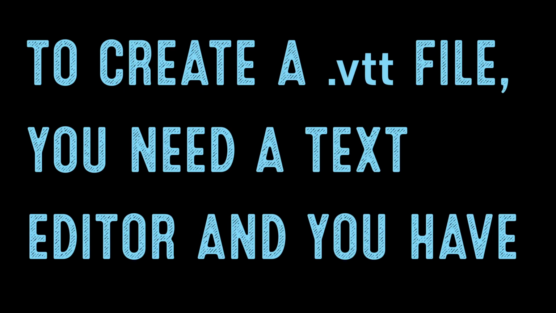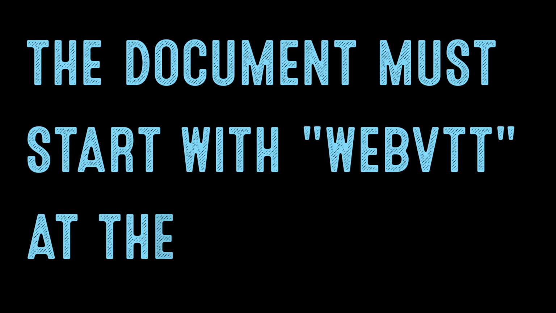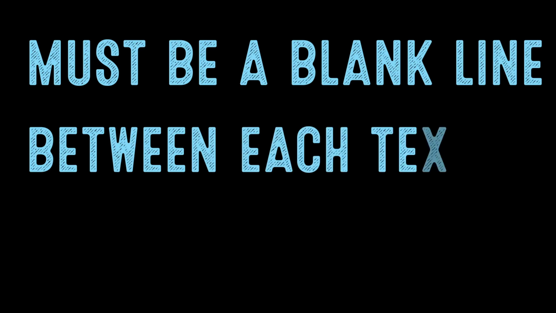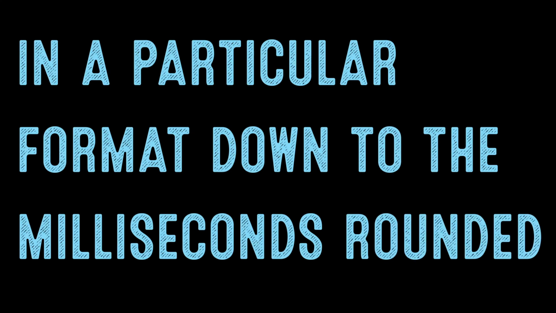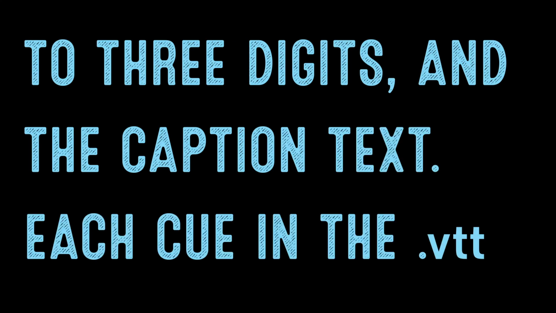To create a .vtt file, you need a text editor, and you have to type out the captions using a particular format. The document must start with Web VTT at the top, and there must be a blank line between each text block. These text blocks are called cues, and they consist of an optional cue identifier, a timestamp written out in a particular format down to the milliseconds, rounded to 3 digits, and the caption text.